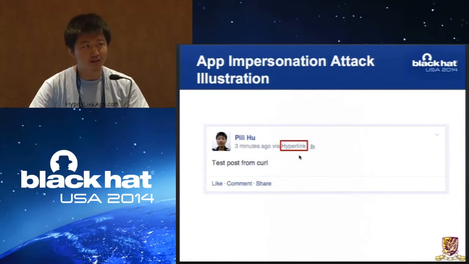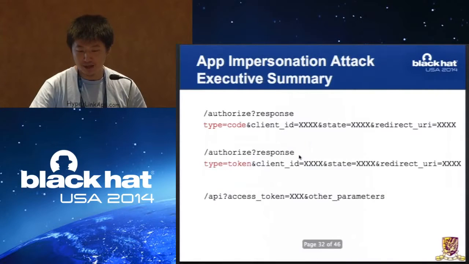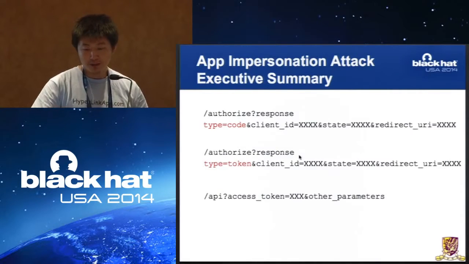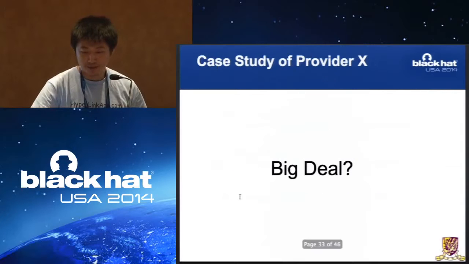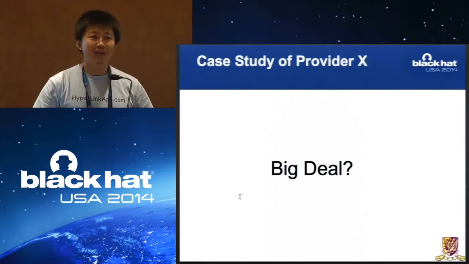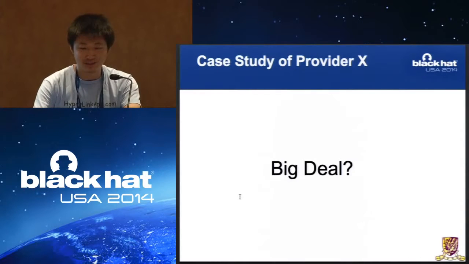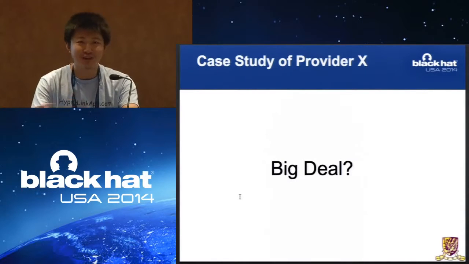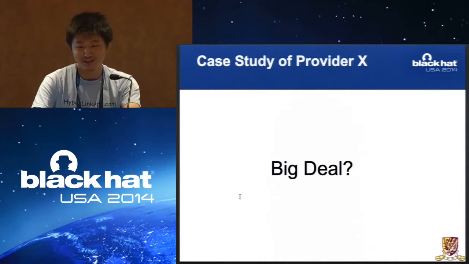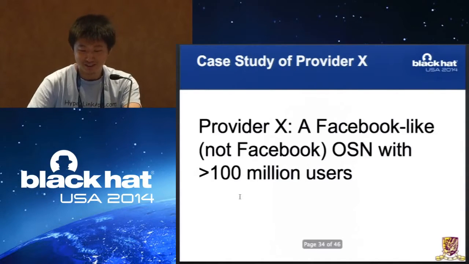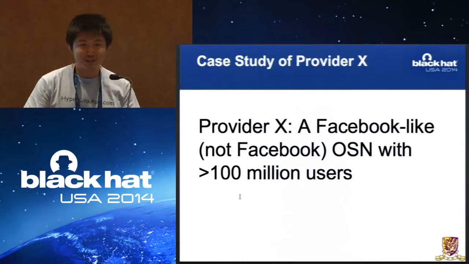Okay, so you know that this attack is possible. And here is the summary. Basically, you go to some authorization code flow, change to token, and use the obtained access token to query the endpoints. Okay, so you know the attack is possible, but is it really a big deal? Right, this is the question, because it looks like posting via some application does not matter too much. However, we find that this really is a big deal on at least one provider.